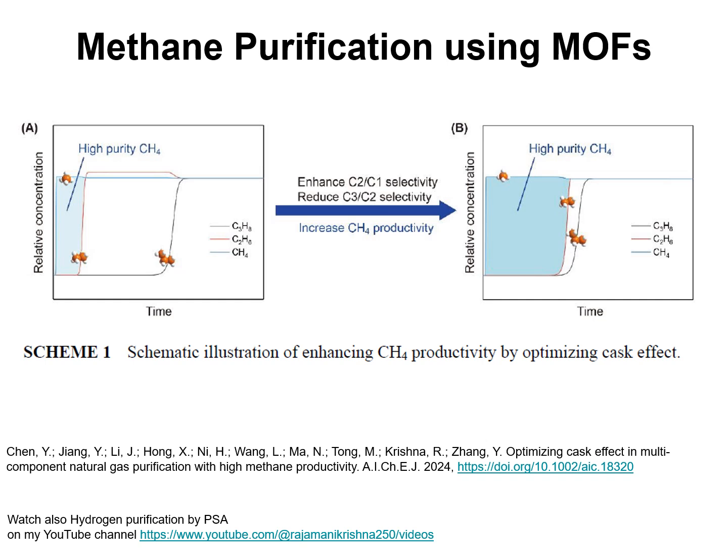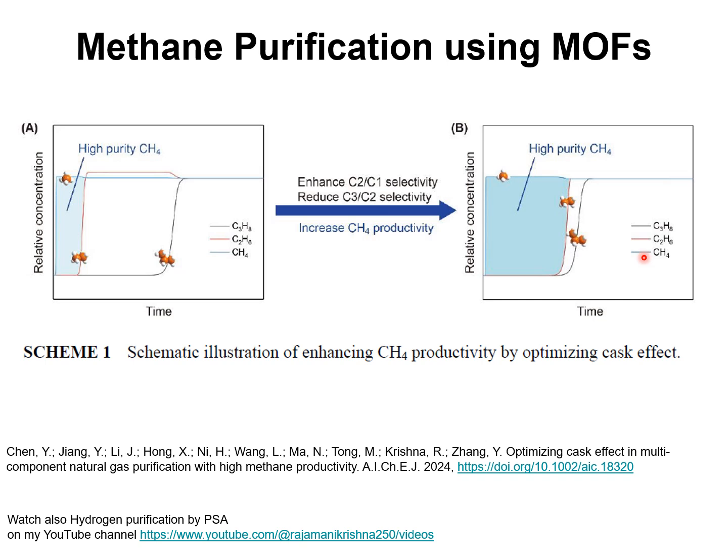Let us restrict ourselves to a feed mixture consisting of methane, ethane, and propane, and let us look at the choice of the MOF that results in higher productivity of purified methane. Depending on the choice of the MOF, there are various possibilities of the hierarchies of adsorption strengths.